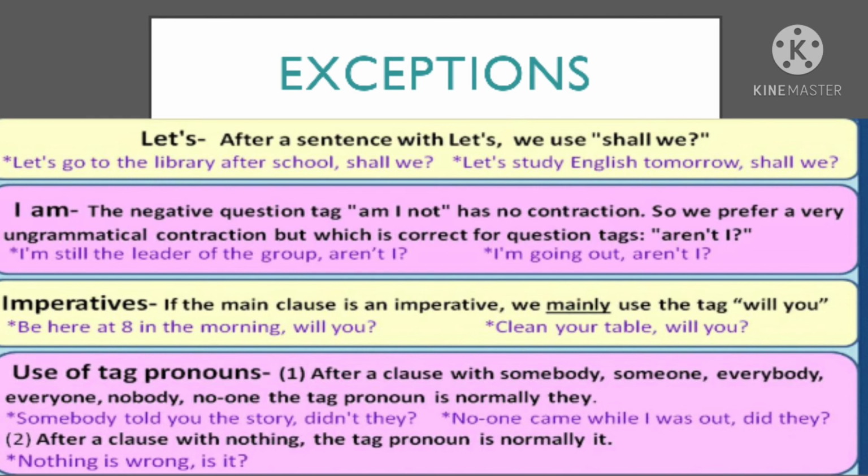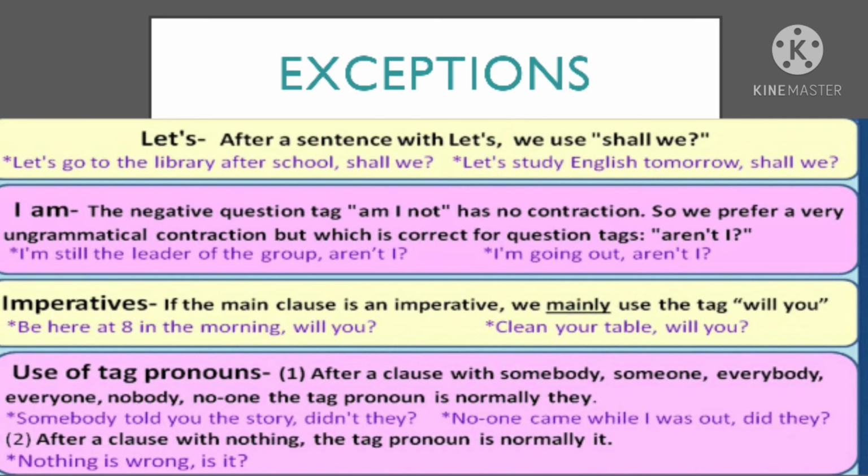See here, I am still the leader of the group, aren't I? Next, I am going out, aren't I? You should not use am not I or am I not. That is the wrong way.